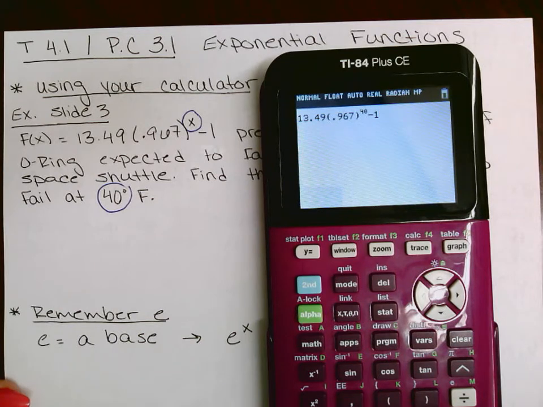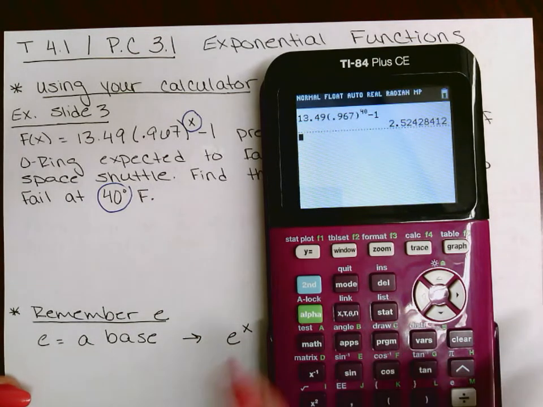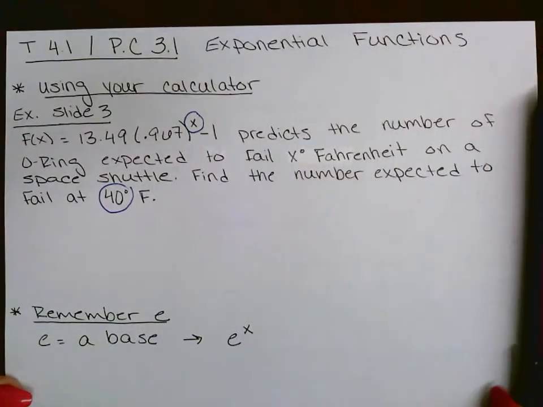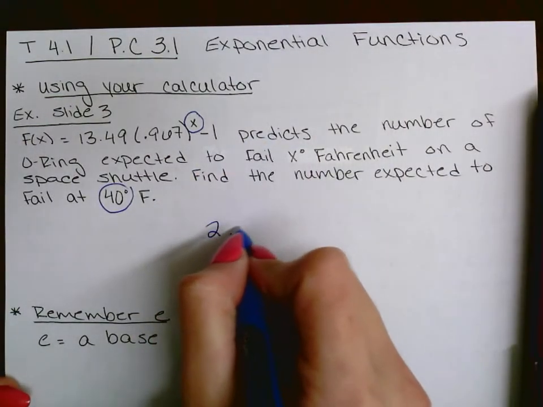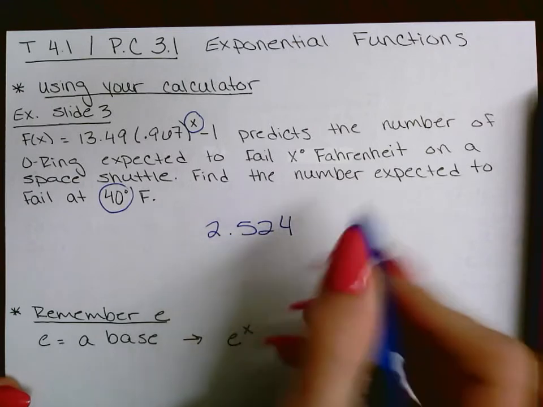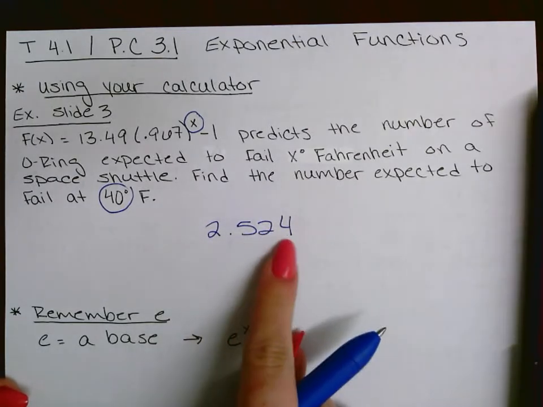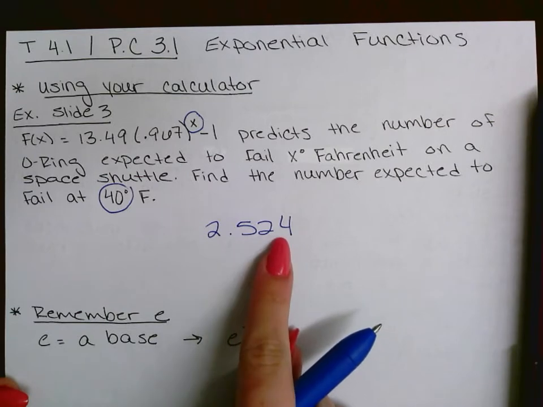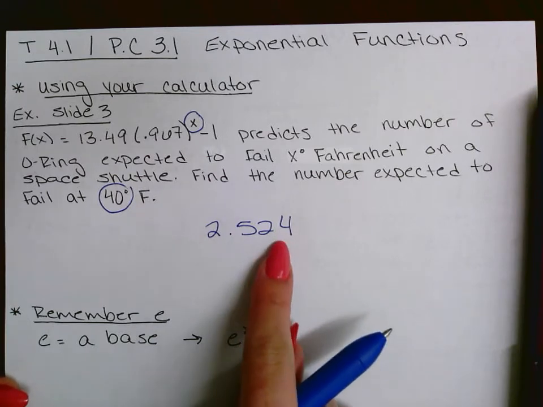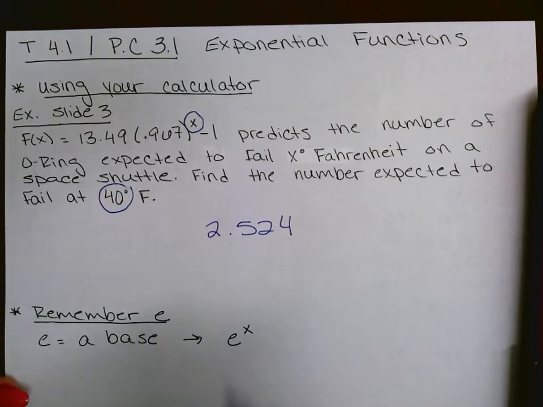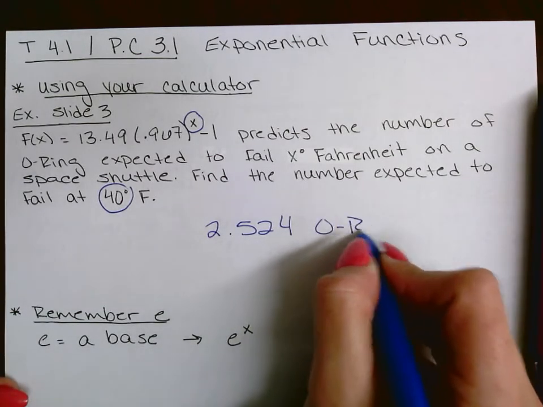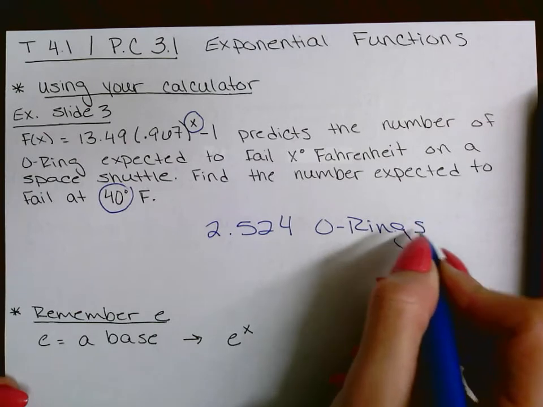Okay? Press enter. And you should get 2.524. Remember, especially for those of you planning to take AP, I'm trying to train you to always write 3 decimal points. That's what they expect on AP. And when you do write 3 numbers after the decimal, you do not have to round, okay? And of course, this is a word problem, so we're going to write our units, and these are O-rings.